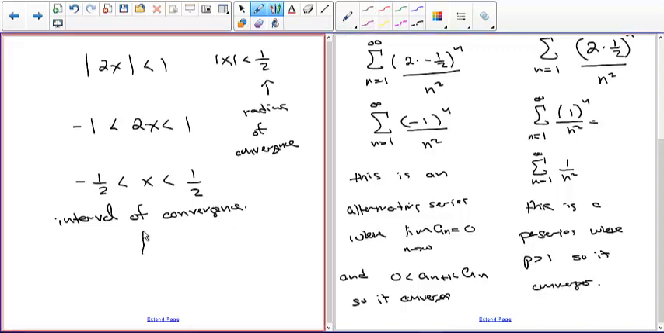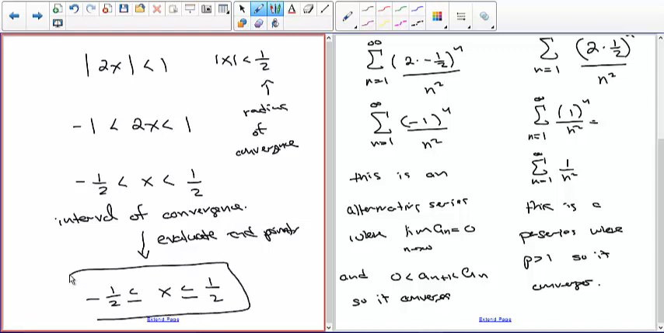And so what we can do now, after you evaluate the endpoints, is expand our interval of convergence to include the endpoints. So now it becomes that. And that's your final answer right there. Okay.